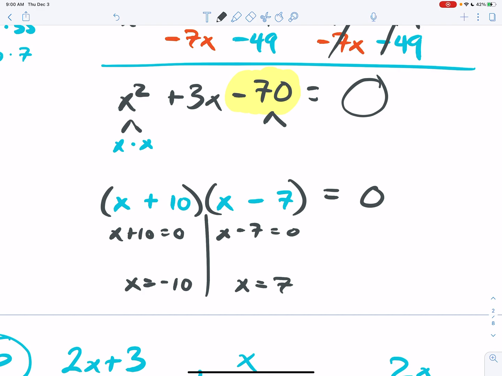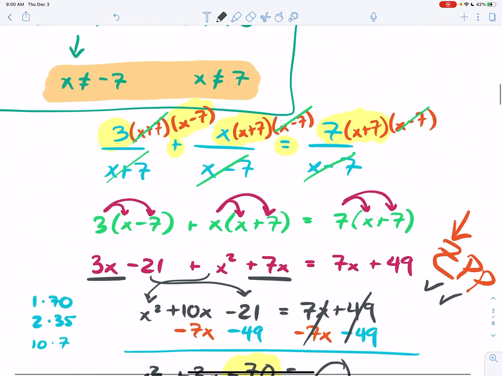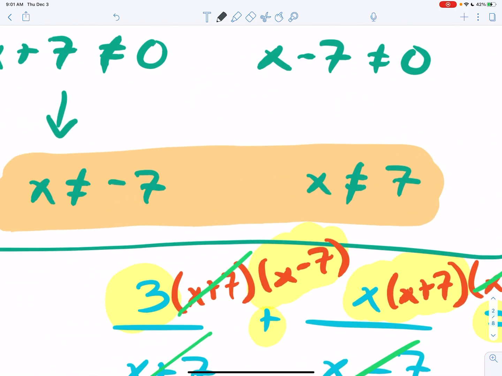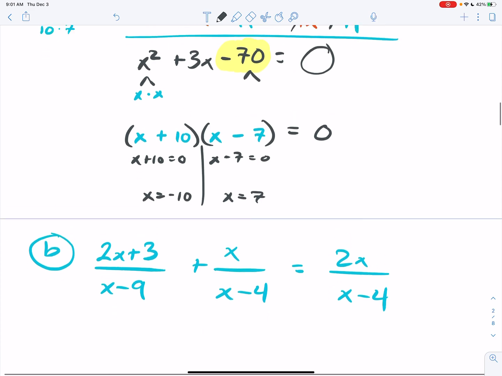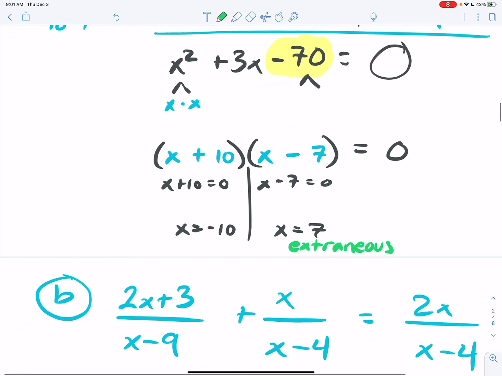But before I box it, do I have a conflict with my domain? Let's go back. At the beginning, I said x can't be negative 7 or 7. So let's take a look. There's a conflict here. So we call that extraneous. Hopefully you guys are seeing the patterns from the last set. So we actually only have one good solution.